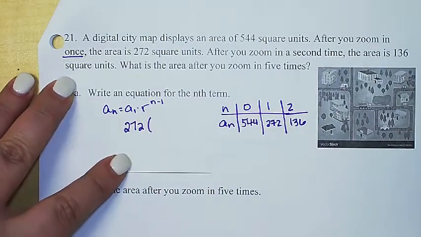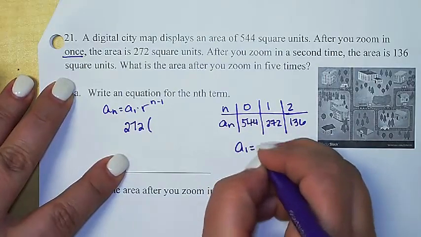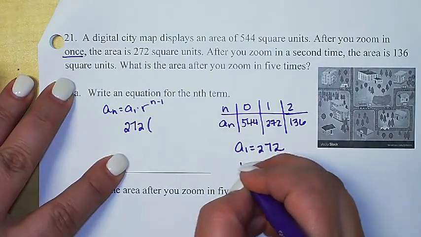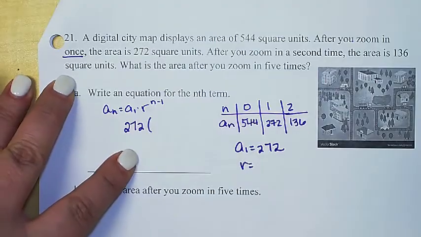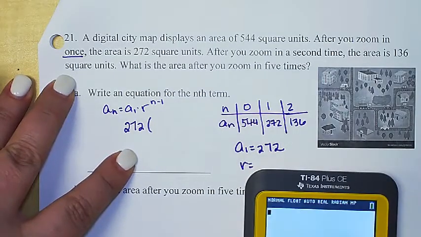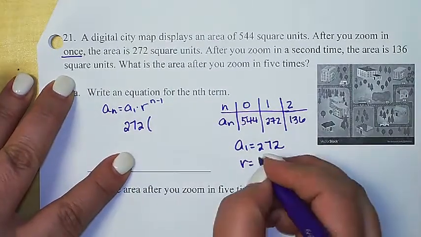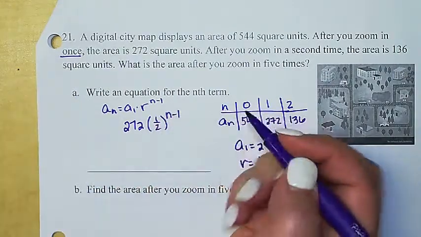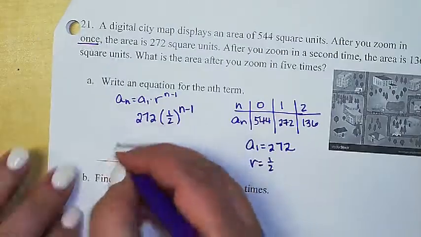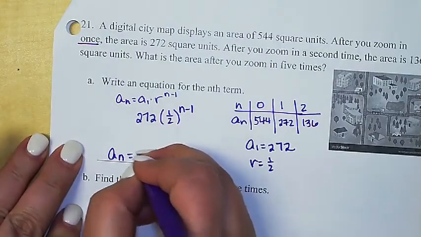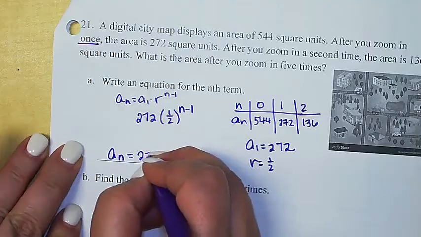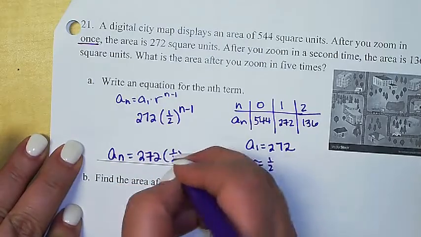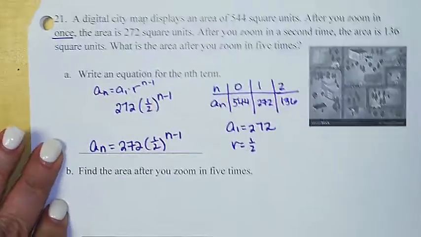Now let's find out what our common ratio is. So our a sub 1 is 272. Let's find out what our r value is. So if we divide these guys, I believe that's going to be a half, but we're about to find out. 272 divided by 544. Yep, 1/2. Okay, so this would be our formula for the nth term. So when it says write an equation for the nth term, this is what we would want in that spot. You could use a decimal or a fraction, but that's our equation.